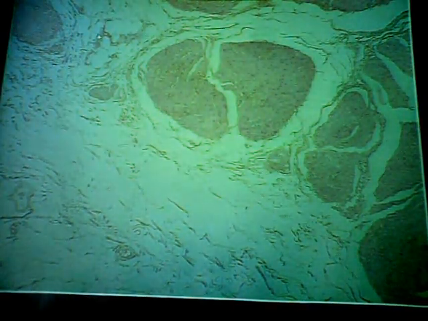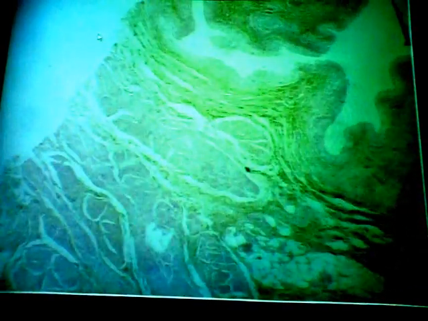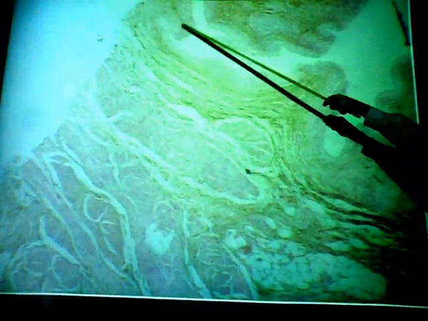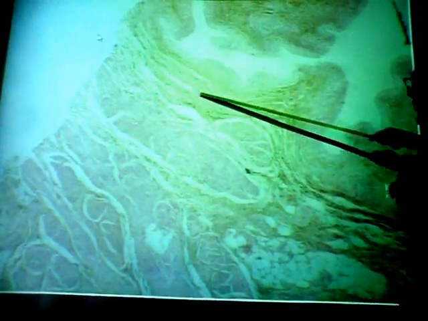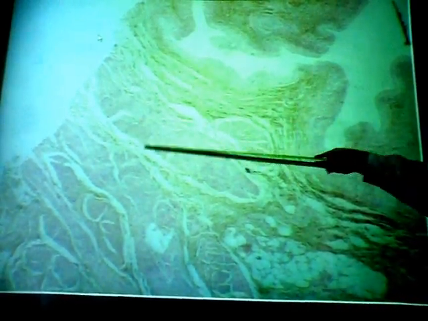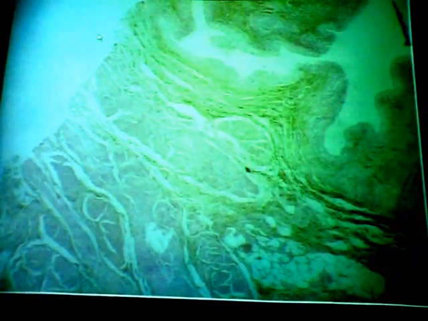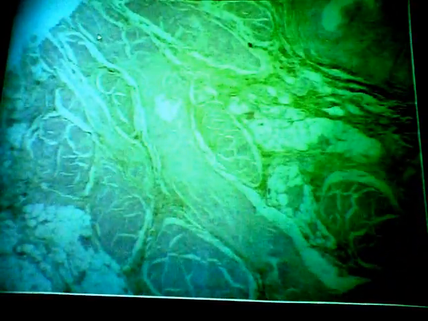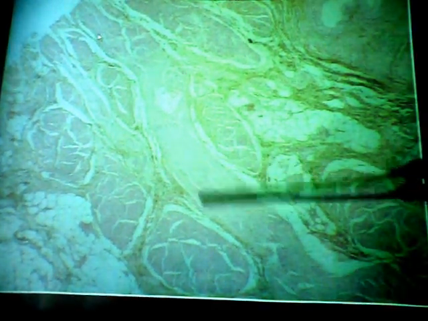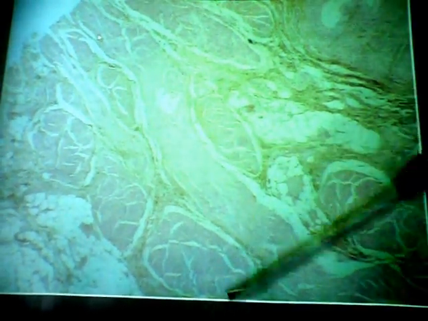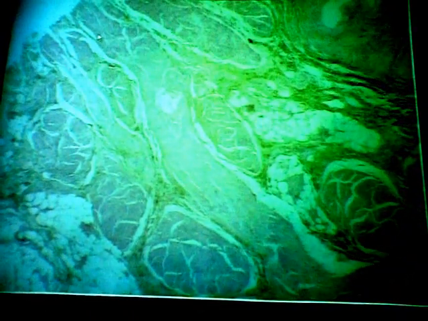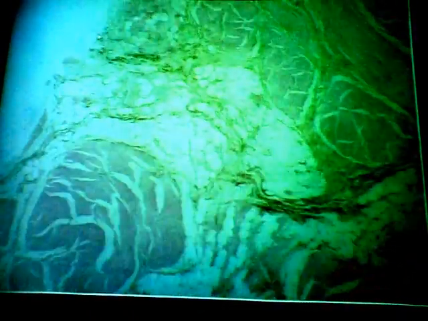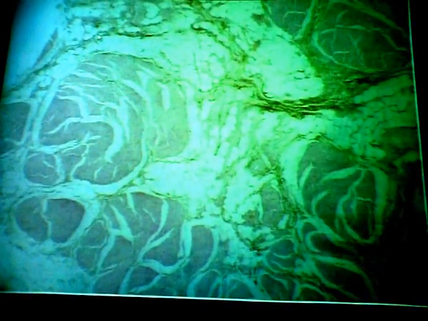Excuse me. So when we look at this again, here's the epithelium, transitional epithelium. Here's the lamina propria. And here is the smooth muscle, the inner layer, which is longitudinal smooth muscle. And your middle layer here, this is the circular smooth muscle. And then out here, again, you're in your longitudinal smooth muscle.